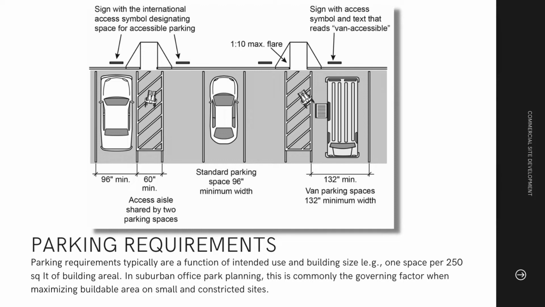As you can see in the presentation, the picture, dira nyo makita ang sign with international access symbol designating space for accessible parking. Diyan man makita ang sign access symbol and text that reads one accessible and access aisle shared by two parking space. The standard parking space is 96 inches minimum width. And van parking space is 132 inch minimum width. Next slide.